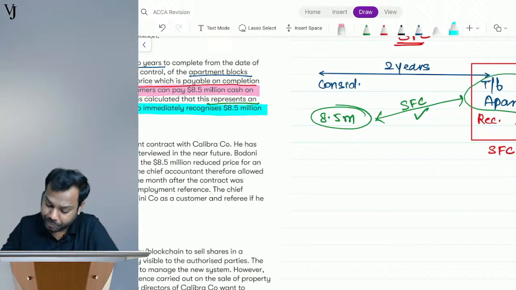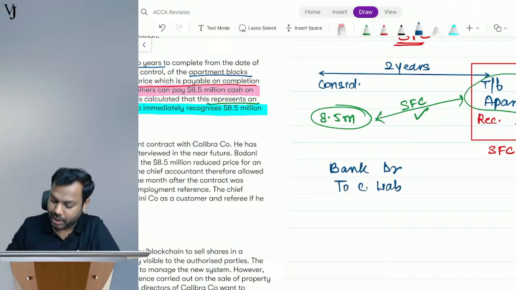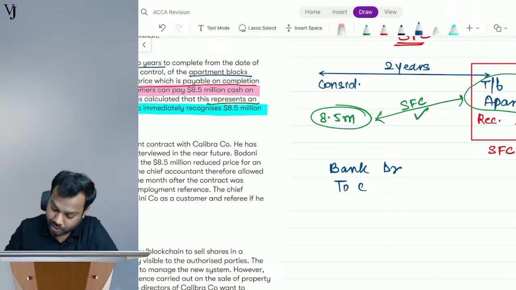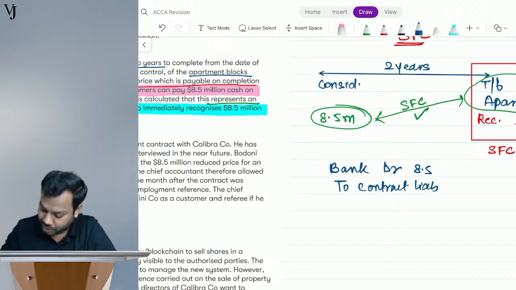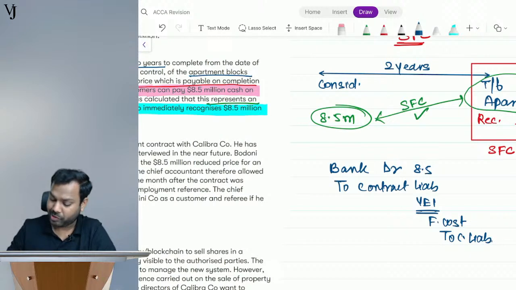No, right? So what should be done? On this date, they should recognize bank account debit to contract liability. If I write C liability, they will say current liability, so I write here contract liability. To contract liability 8.5. At the year end one, I will unwind and I will record what? Finance costs to contract liability. How much? At the rate of 6%. So can you please do that?